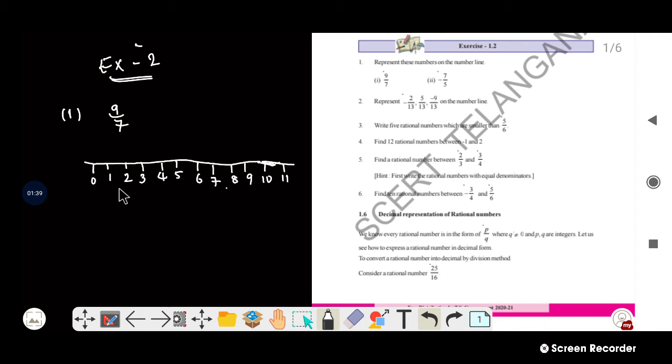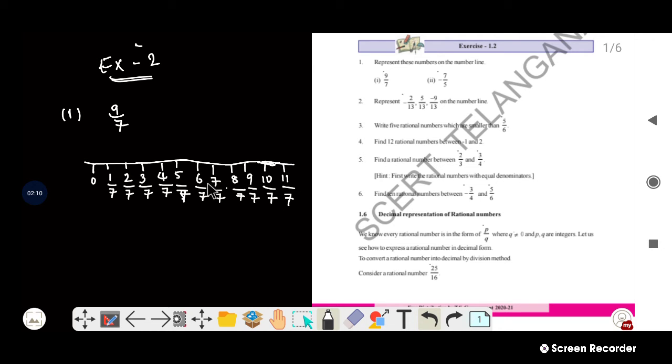So 9 I have just written. Everything you just divide by 7. All numbers you should write divided by 7. Every number you write divided by 7. And 5 also divided by 7. Sorry, here also 7, and 7 here, 7 and 7, last one also 7.